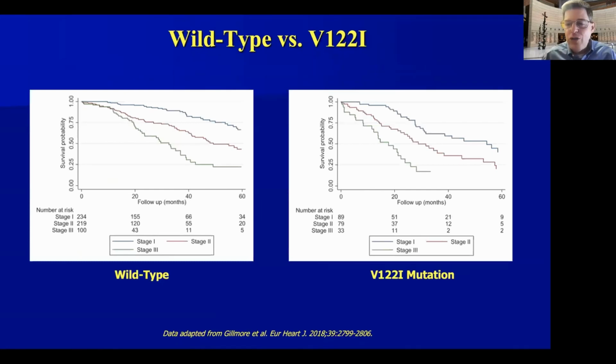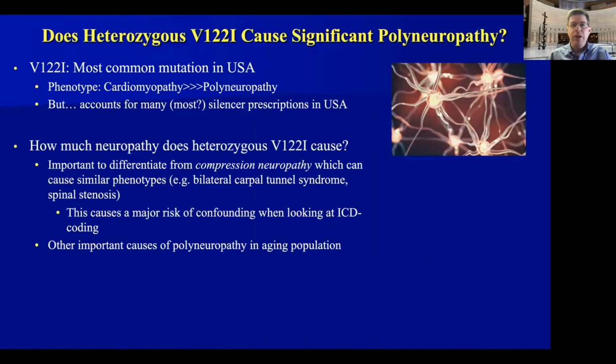In terms of prognosis, we can see this is looking at patients with a wild type or non-hereditary disease versus the carriers with the patients with the V122I mutation with the disease. And you can see that for any stage of the disease, the outcomes are worse with a mutation. It's a more aggressive disease.